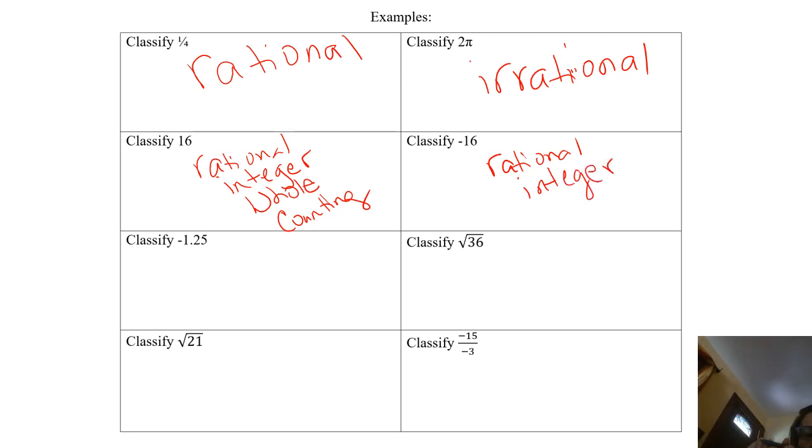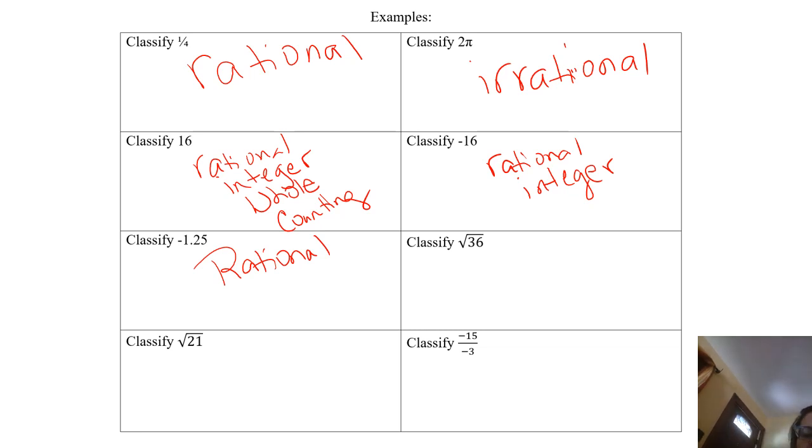All right, classify -1.25. That is a decimal that stops, so it's rational. Is it a fraction or decimal? Yes, so we get to stop. When we say yes to fraction or decimal, it doesn't even matter if it's negative at this point because we're just looking at fraction or decimal. When we say yes to that, the chart tells us, call it rational only.